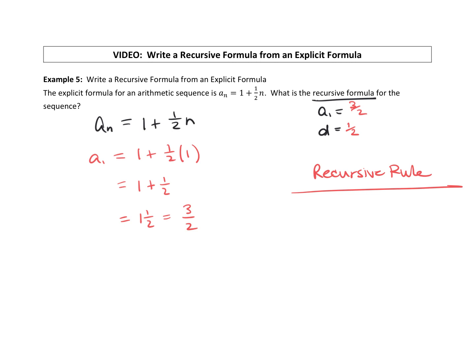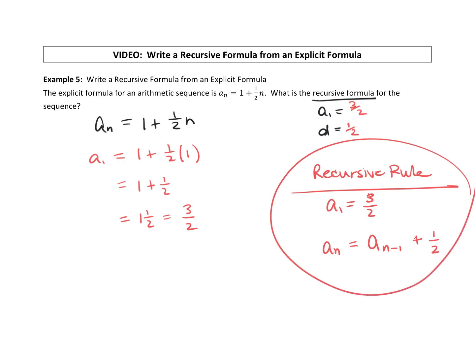The structure of a recursive rule starts out with identifying your first term. So a sub 1 is 3/2. Then the rule is a sub n equals, this is the one that has the previous term, so a sub n minus 1. Our common difference is positive, so plus our common difference of 1/2. And that is our recursive rule.